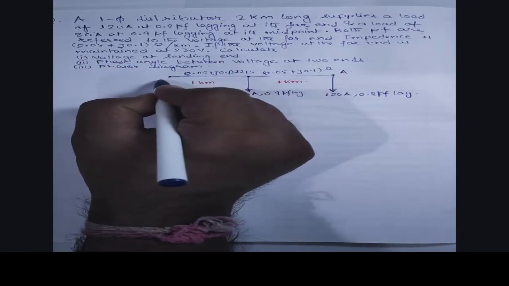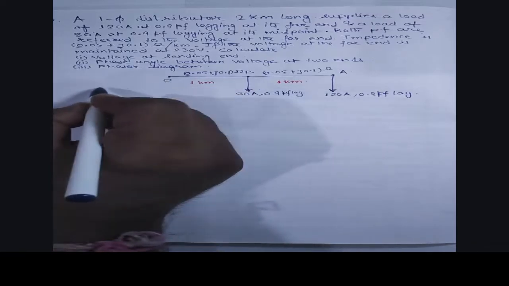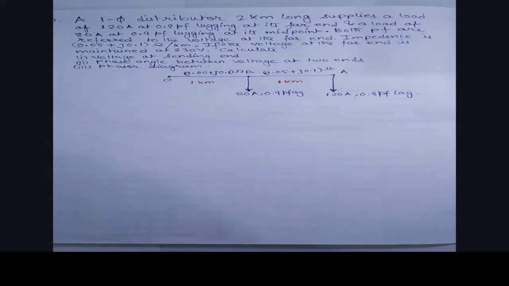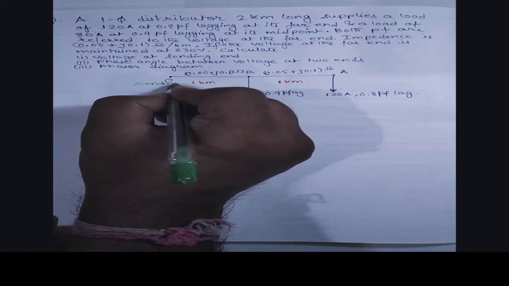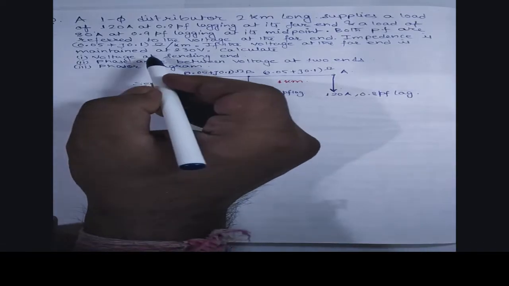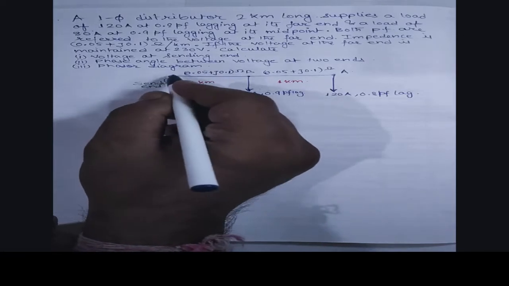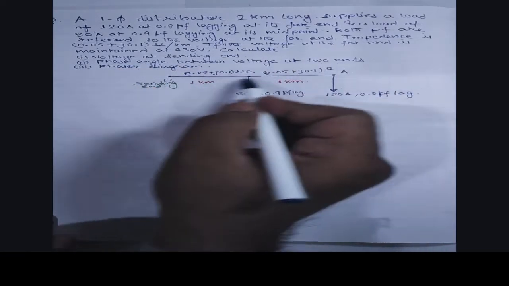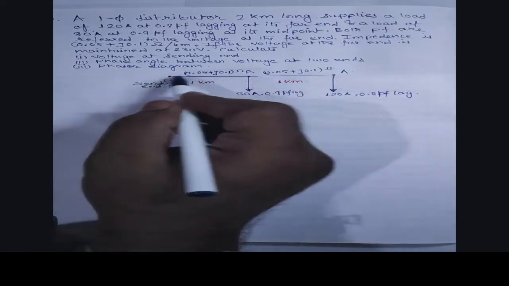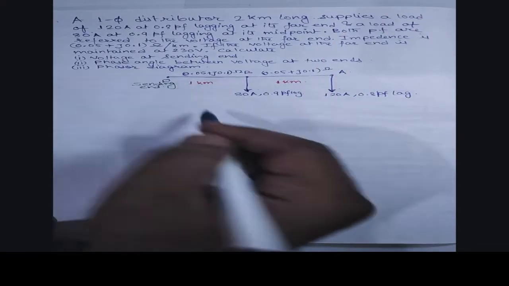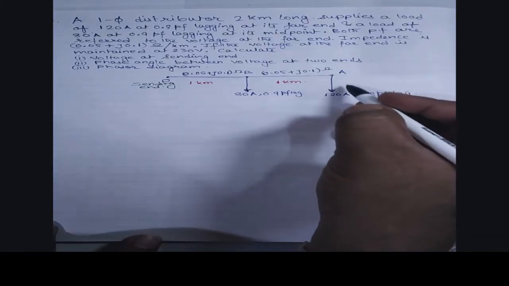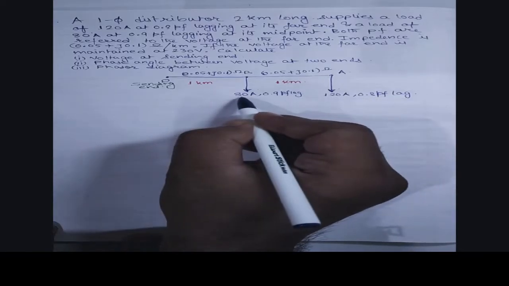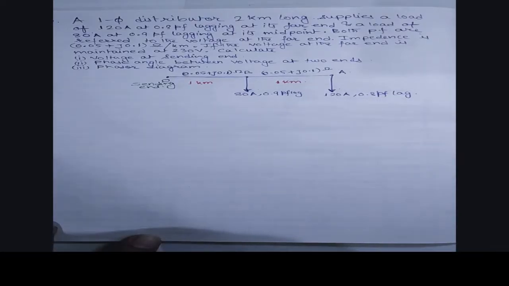This is the sending end, let us name it as O. This is the sending end voltage. We have to find out what is the voltage at this end, the phase angle between voltages at the two ends, that is points O and A, and we also have to draw the phasor diagram. So how we will start this one? Before starting, we will first convert these values to polar form.